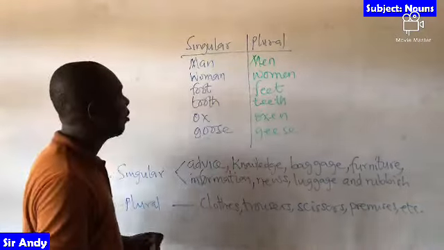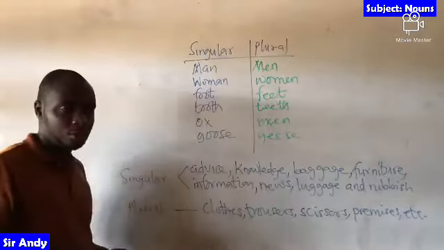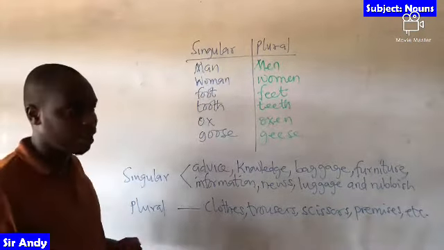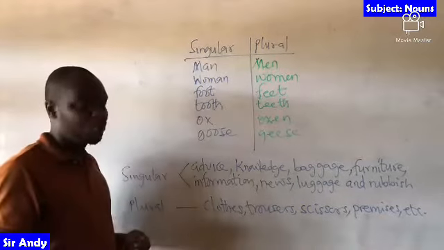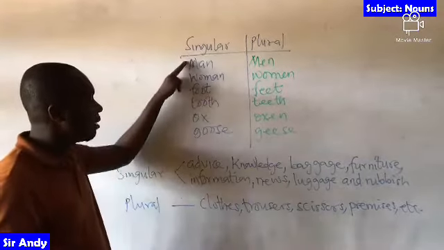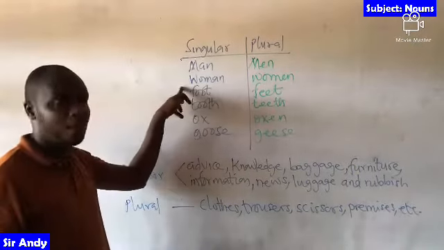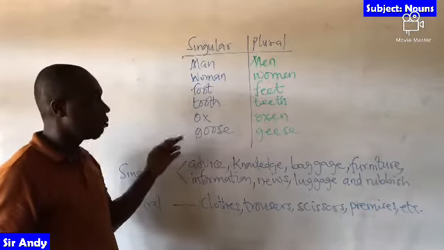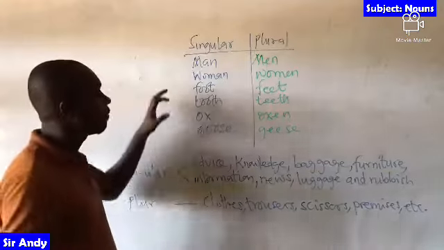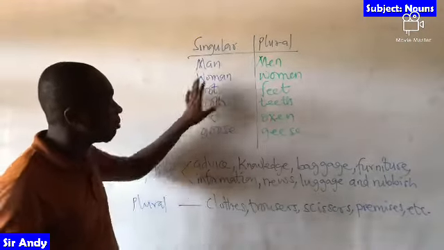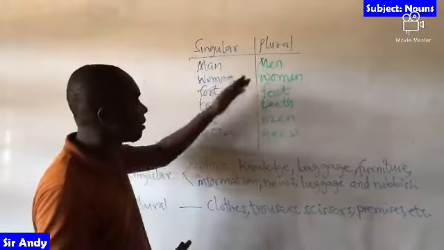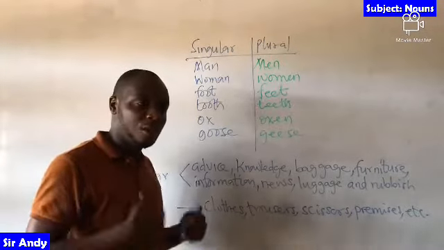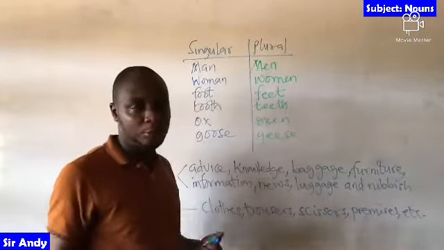So we are on singular and then plural nouns. How nouns could change from their singular states to their plural states. And we've learned some rules already. And we are saying that nouns like man, woman, foot, tooth, ox, goose, right, could be changed from their singular states to their plural states by changing certain letters in them, or adding certain words to them to make them change from their singular states to their plural forms.